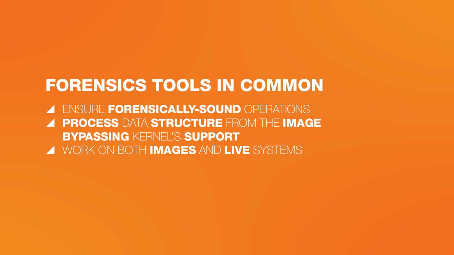In general, forensic tools have these properties. First, they must conduct a forensically sound operation. That is, they do not modify evidence. Next, the system analysis tools usually can work with both acquired images and live systems by taking a partition or disk image as input. These tools are capable of processing data structures, bypassing kernel support, because we are expecting them to show us deleted content and other data that is typically hidden.